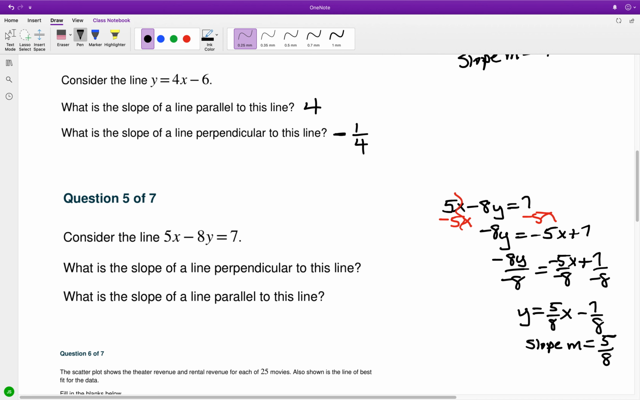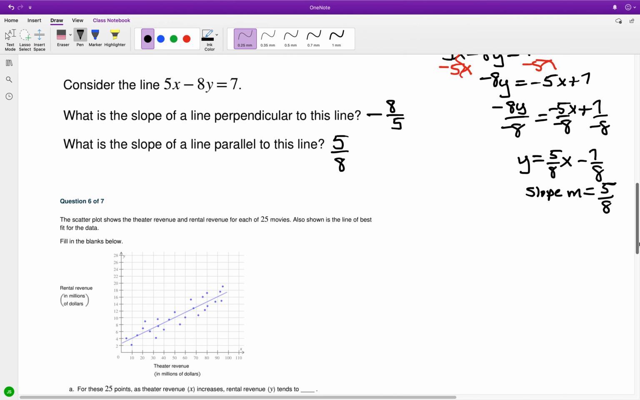And I can transfer this number over to the slope of the line that runs parallel. So for the parallel line, the slope is going to be 5/8. Now for the perpendicular, you have an opposite sign reciprocal, so this will be the negative of 8/5.